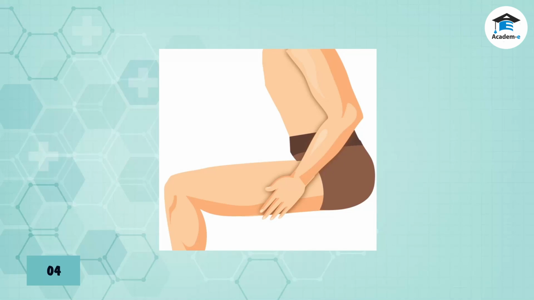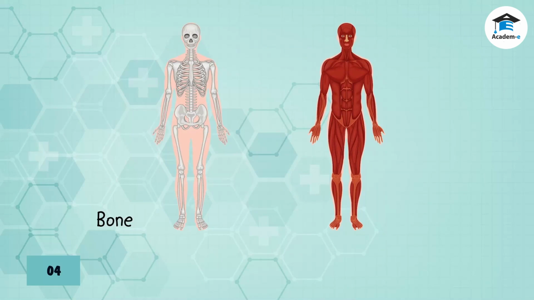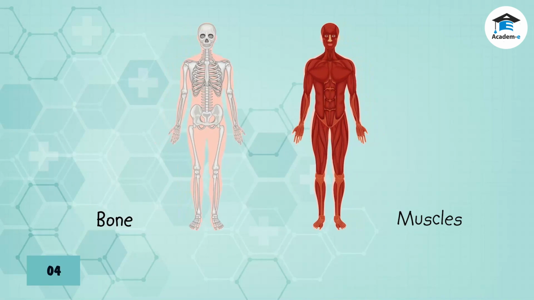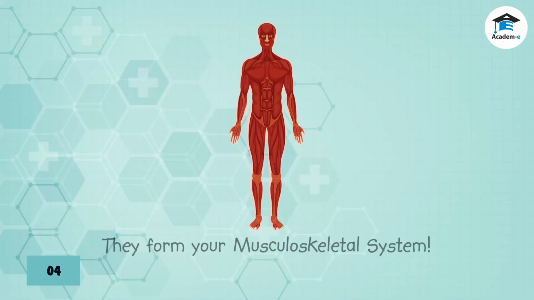The parts you felt help you move. The hard part is your leg bone, while the softer parts are your leg muscles. Your bones are part of your skeletal system, while your muscles belong to the muscular system. And when they work together, they form the musculoskeletal system.